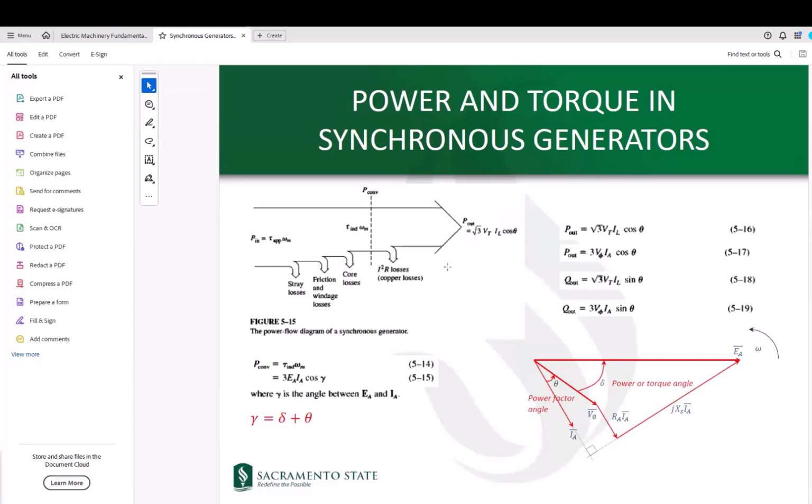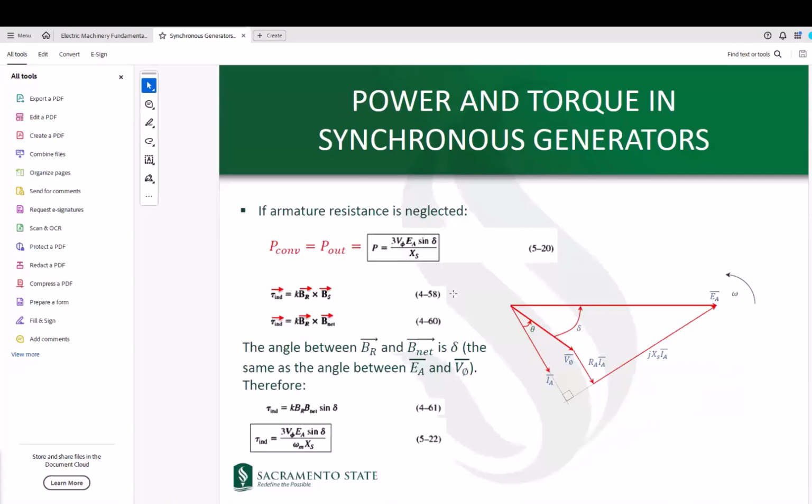And we talked about power and torque, the flow of power, also P converted, and its relationship with the phase voltage and internal voltage, as well as the induced torque.